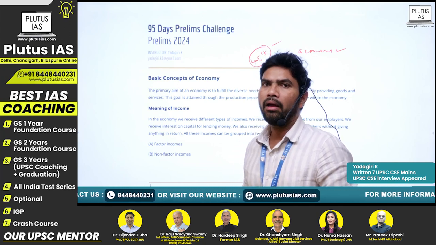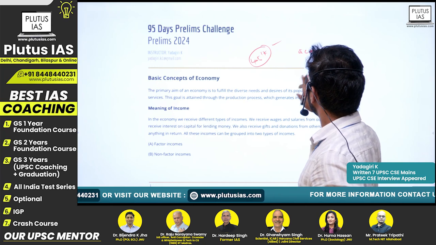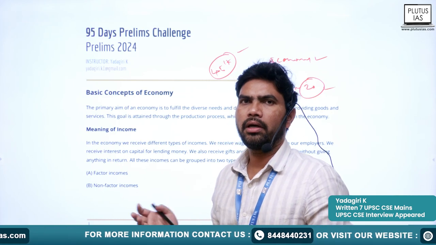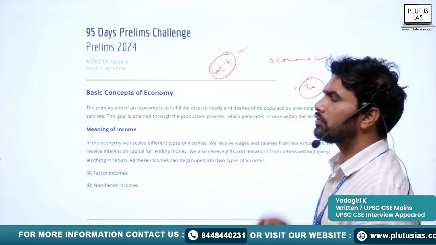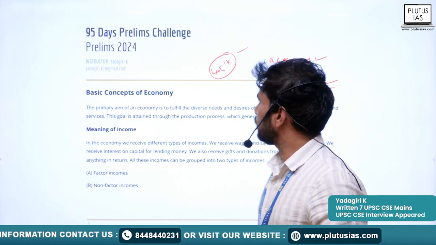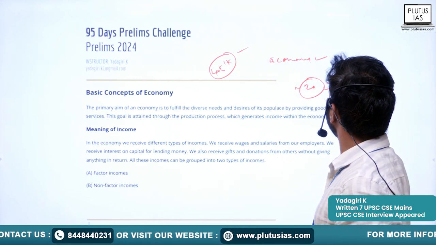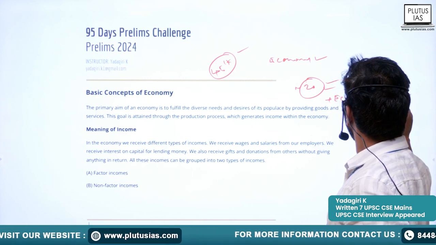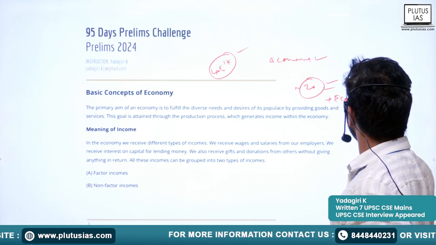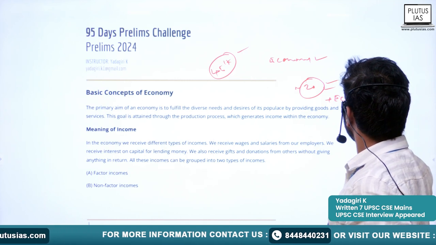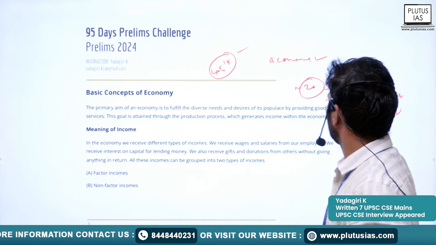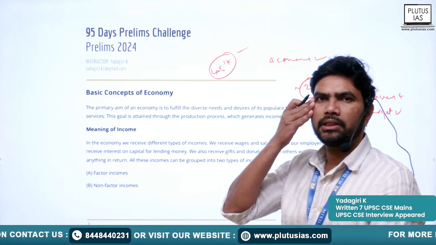Economy is very important from the point of view of examination, because you can expect approximately 20 questions. The number may vary from year to year, but on an average you can expect 20 questions from the economic subject, including the economic survey and budget. From the current affairs aspect, you also try to cover these two, economic survey and budget.